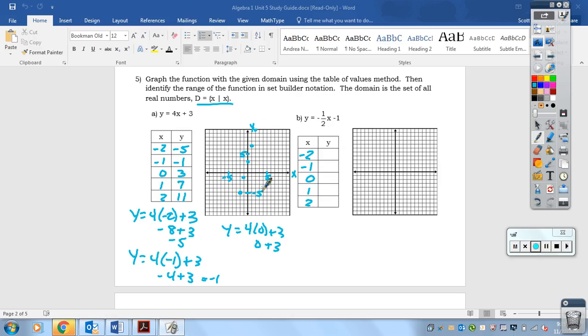Now it's not just the dots. If you just plot these 5 dots, it's incorrect. It's the line that goes through those 5 dots. That's my equation. Let's do the same one over here.